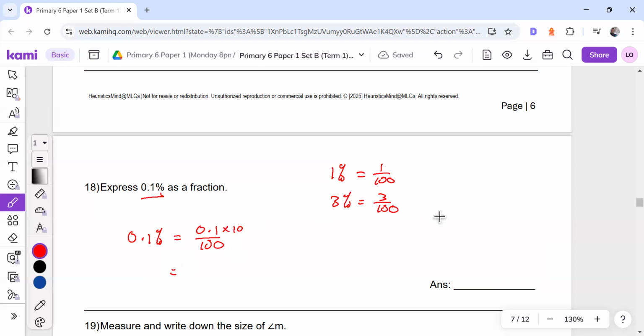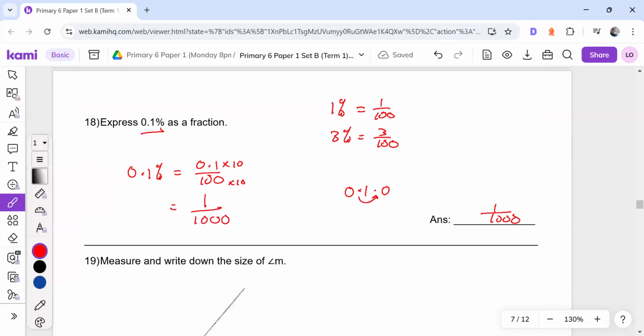When you times 10, what happened? You shift the decimal point to the right. It becomes 1.0 already. And isn't that 1? So you got rid of the decimal point when you multiply by 10. And the 100 times 10, isn't that 1,000? So what is your fraction now? 1 over 1,000, which is your answer. So this is your P5 basic percentage. How you convert percentage to fraction, fraction to percentage, and decimal also. All this you must know.